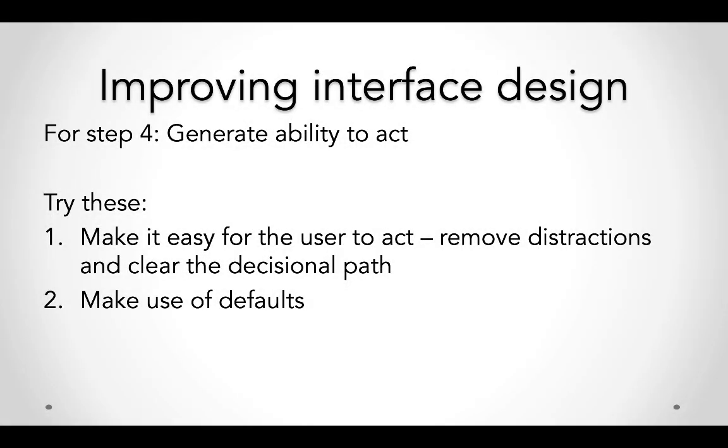For step 4, generate ability to act. Make it easy for the user to act. Remove all distractions and clear the decisional path. Make use of defaults. Do not make me think. I don't want to think, because thinking takes energy and I don't want to do that. So if I were to make it easy for the user, I need to clear and use defaults, so it's very simple and very System 1, very intuitive to finish the action.